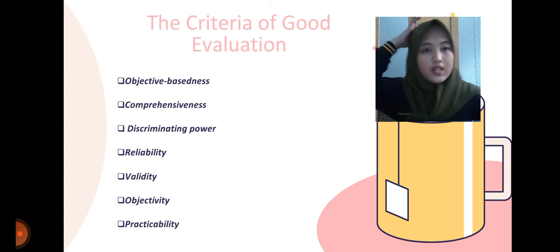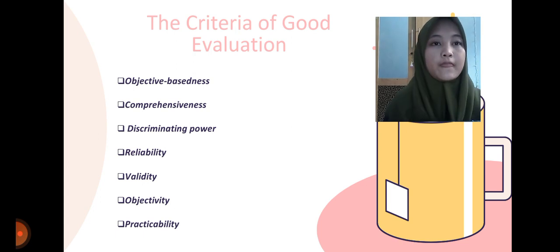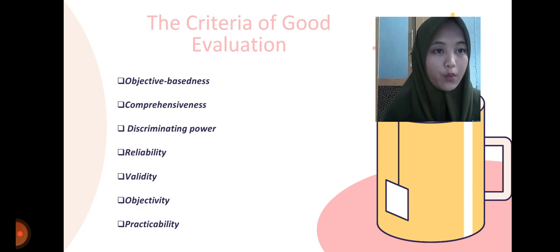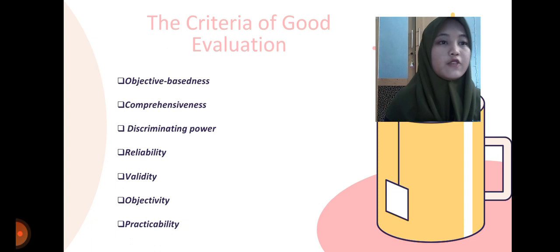And then sixth, objectivity. A tool is said to be objective if it is free from personal bias in interpreting its scope as well as in scoring the responses. Objectivity is one of the most primary requisites for maintaining all other qualities of a good tool.